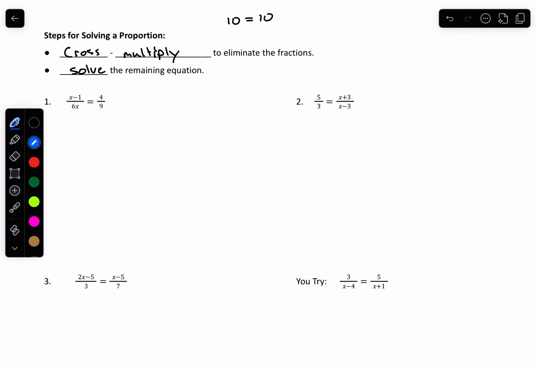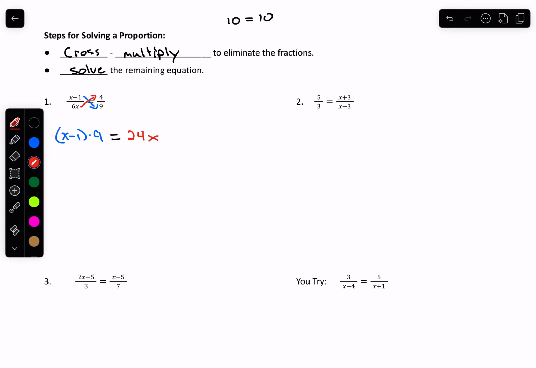So for number 1, x minus 1 over 6x equals 4 over 9. We have a fraction equal to another fraction. That means we are in a proportion. So we can go ahead and cross multiply x minus 1 times 9. Be careful when you have a binomial. We have to make sure that we distribute that 9 to both things inside. And on the other diagonal, we have 6x times 4, which is just 24x. So I'll do that one right away.